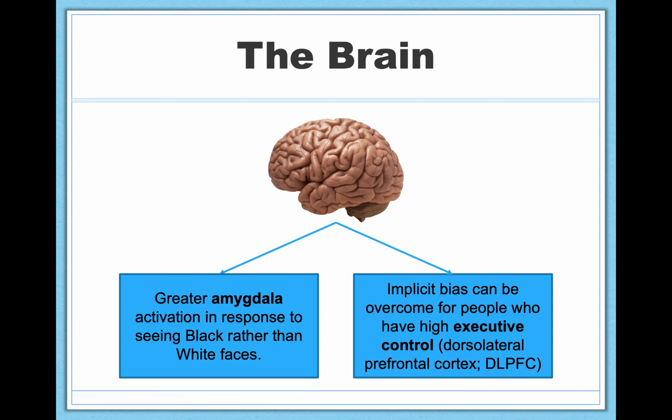This is a term that's also sometimes called executive functioning or inhibitory control. All three of these things are typically thought of as more or less being the same. So this ability is housed in the dorsolateral prefrontal cortex, the DLPFC, which is quite a mouthful. But again, if you are someone who is high in executive control, it's going to be easier for you to overcome these natural implicit biases that you have. So that's encouraging, right?